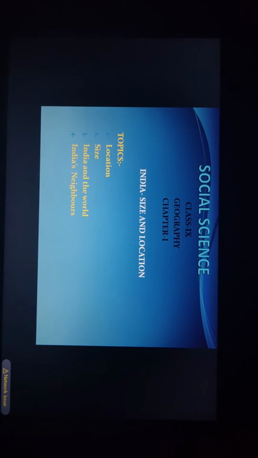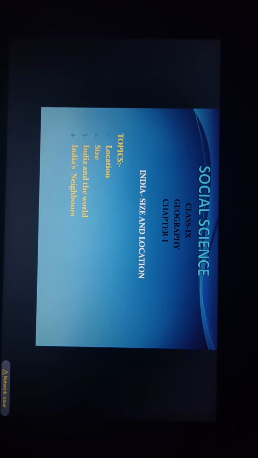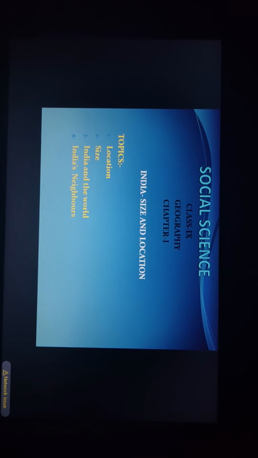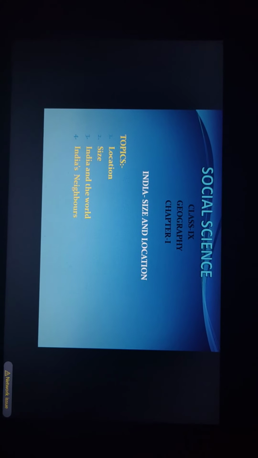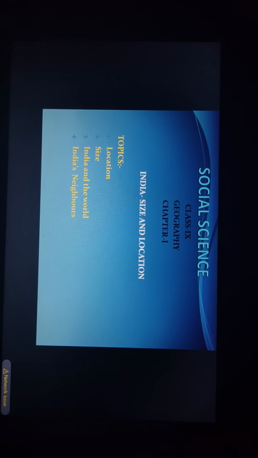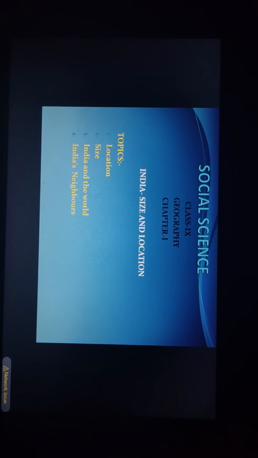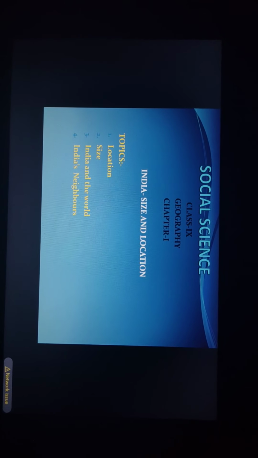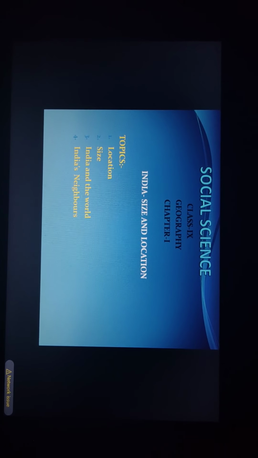There are 4 topics in this chapter: location, size, India and the world, and India's neighbours. But before starting the explanation of this chapter, we will discuss the important terminology of this chapter, which will help you to understand the whole concept very easily. So I want you all to make a fair notebook and note down all the terminology.